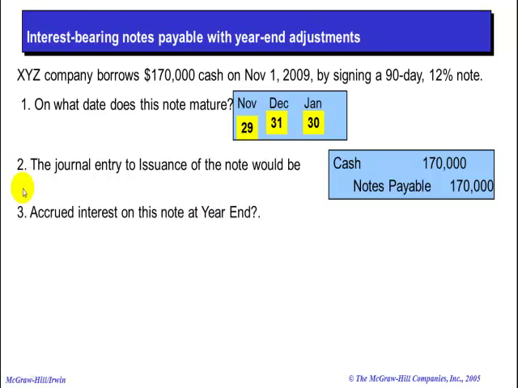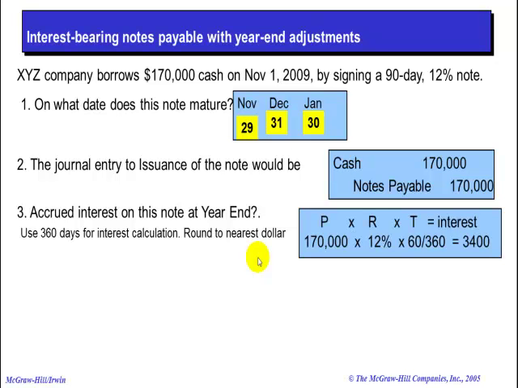to accrue interest on this note at year end. This note is a 90-day note, and we've had it all of November, all of December, and sometime in January the 30th, that's when it'll be due. So we've got to accrue interest on these 2 months that we have had the note outstanding that we owe interest on. Looks like we're going to owe interest on 60 days. We're supposed to use 360 days for interest calculation, rounded to the nearest dollar.